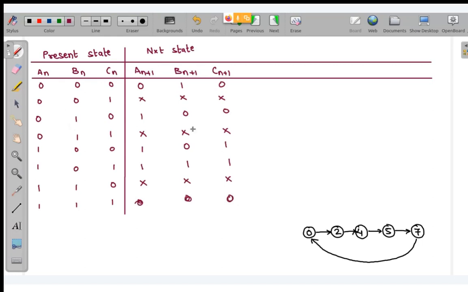Now we basically need to construct the synchronous counter using JK flip flops. So we require the inputs. How can we do that? Using the excitation table.